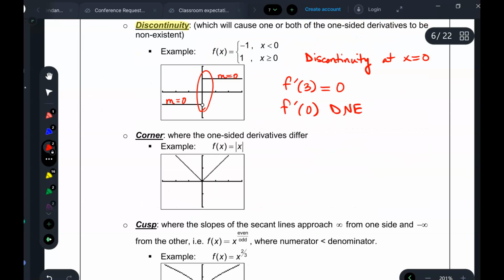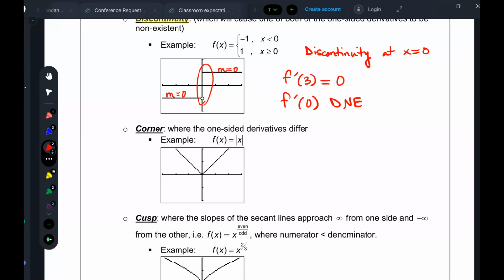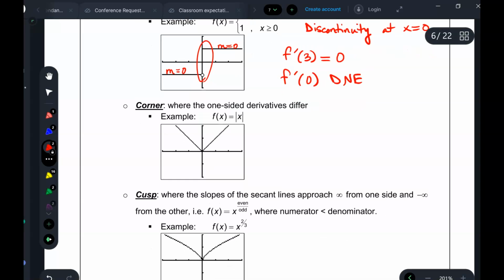So would any number other than 0 equal 0? So if you were to do f prime of 2, would that also equal 0? Yeah, that would be 0. So basically this has a derivative equal to 0 everywhere on its domain, except at 0 it does not exist.